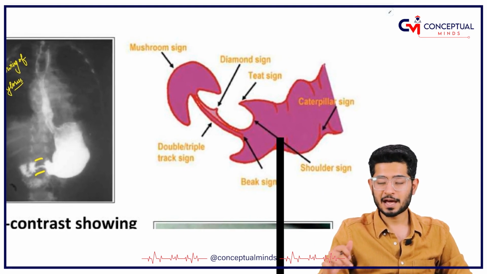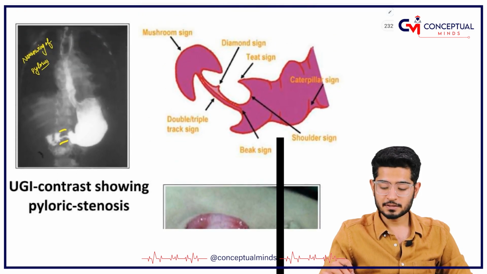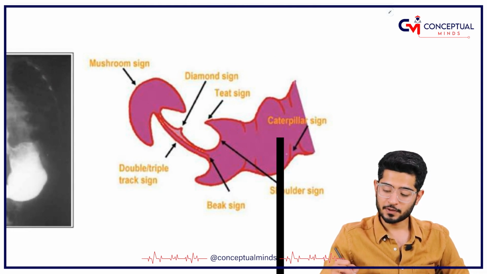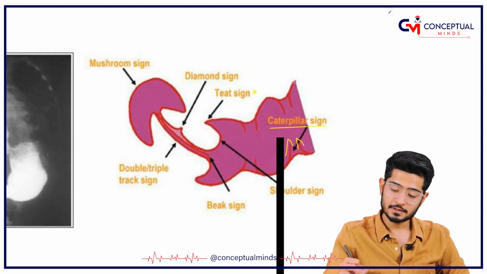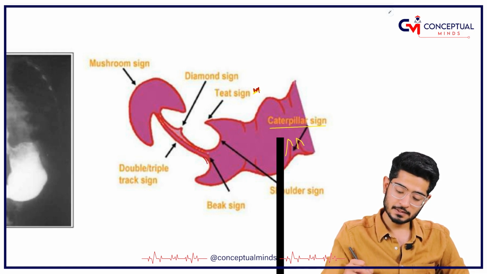Now because there is narrowing of pylorus, what is going to be there? Please understand that USG is going to show you all these signs. What are these signs? This is called the caterpillar sign. Then you will have this sign, this is called the teat sign. Then this is just like a beak, so it is a beak sign.